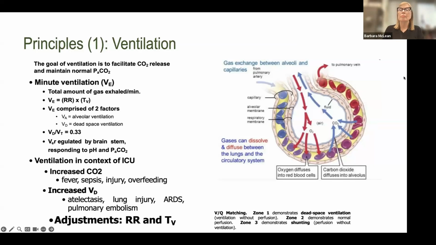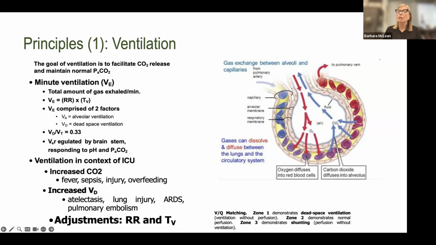I just want to make sure we appreciate we're really talking about 2 major principles here. Is my patient able to remove carbon dioxide? That is actually what we talk about when we talk about ventilation. And the primary way that we assure CO2 removal is through the manipulation of minute ventilation. Minute ventilation is the amount of gas the patient is exhaling in a minute, and that's normally around 8 to 10 liters per minute.